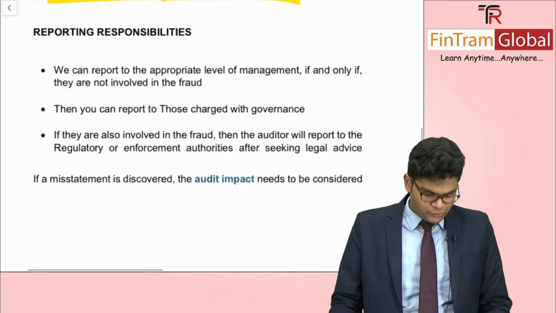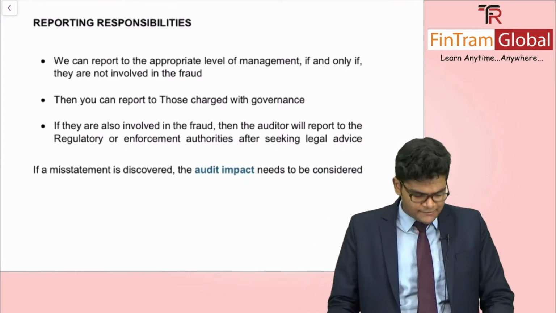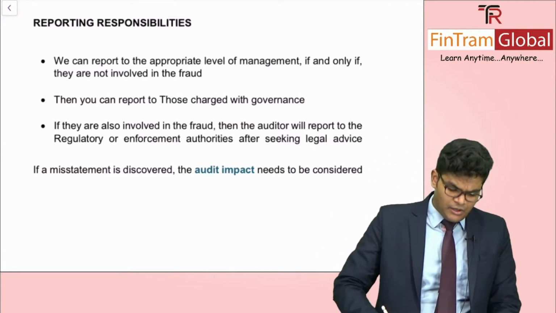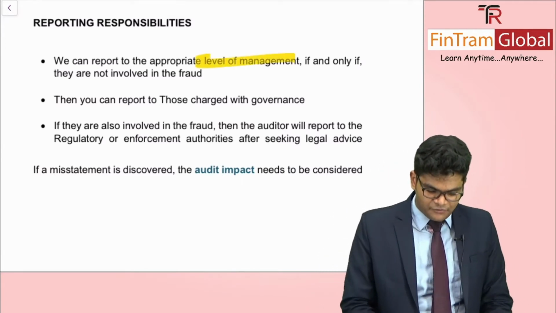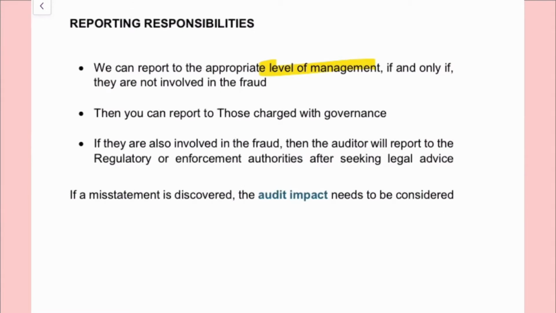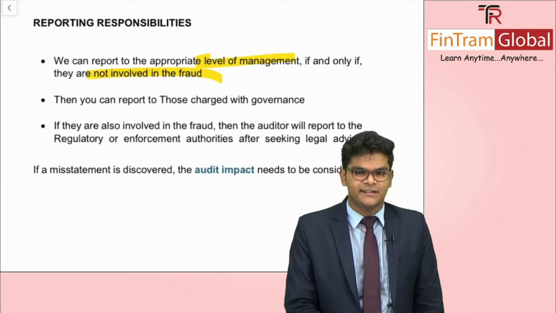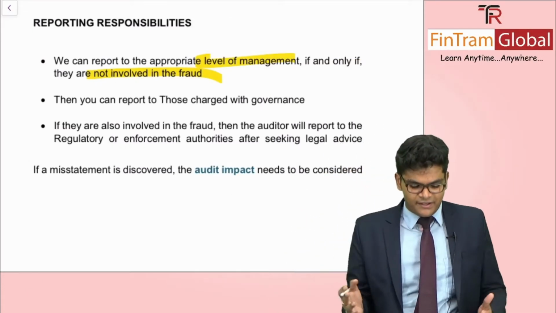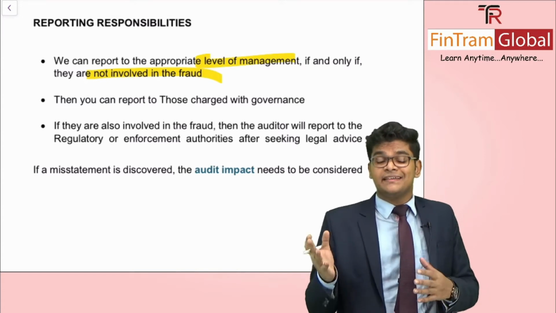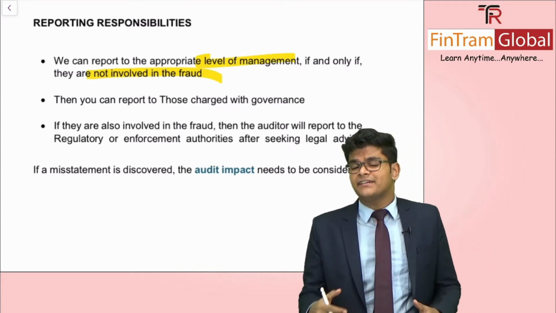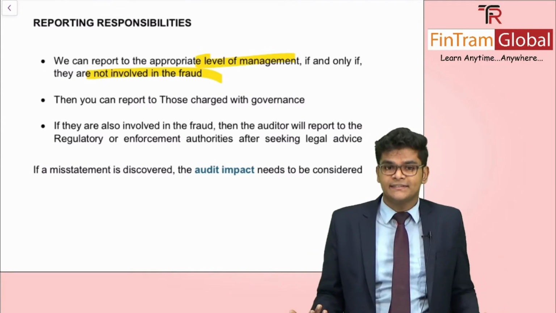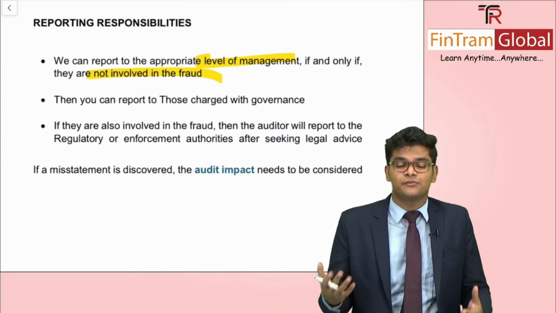Moving on to reporting responsibilities. So what's the idea here? We can report to the appropriate level of management if and only if they are not involved in the fraud, which is quite an obvious statement if you ask me, isn't it? Why? Because think about it, guys. If a particular management is involved in the fraud, is there any point in reporting it to them? No, not really, isn't it? They won't take any action against it. So that's basically the thing.